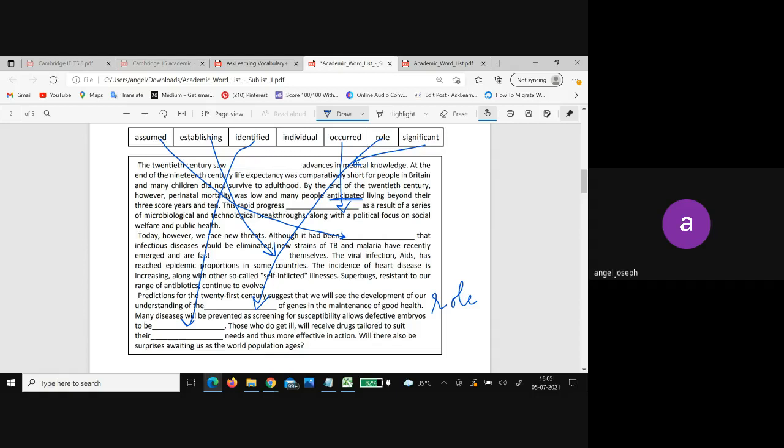Yes, those who get ill will receive drugs tailored. What is tailored? Tailored to suit their dash. Drugs tailored. Customized. Very good. Bespoke drugs, you know. Okay, drugs for a fever might be paracetamol, or ayurvedic, or something else, whichever is suitable. So drugs customized to suit their dash needs. What needs, last one here? Individual needs. That's the only one left, individual. I hope everyone's got it.